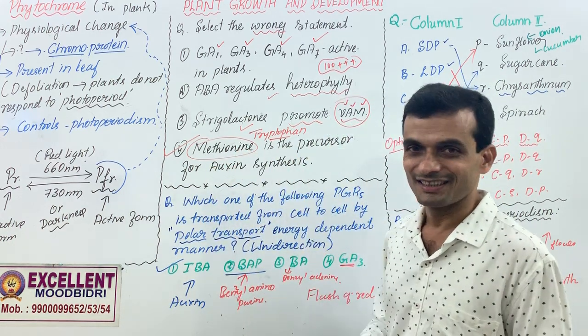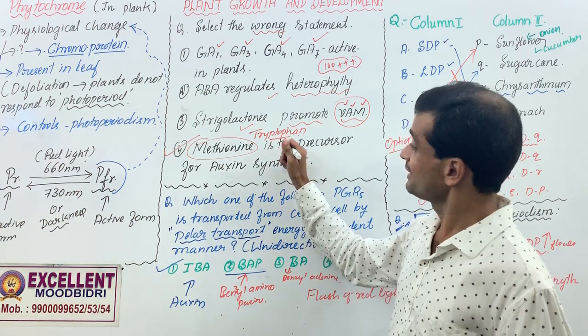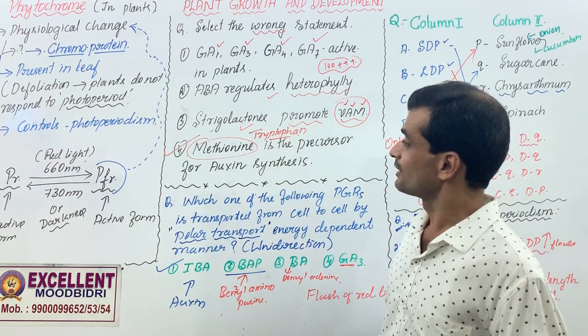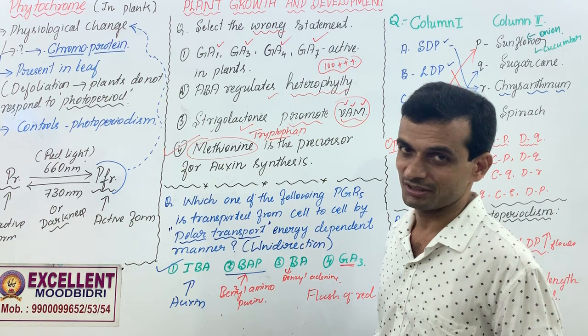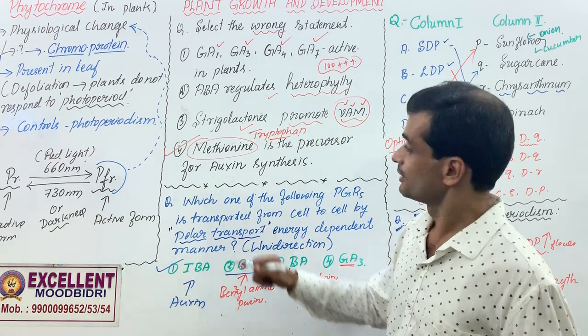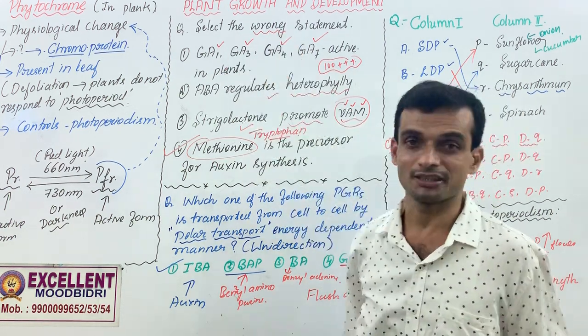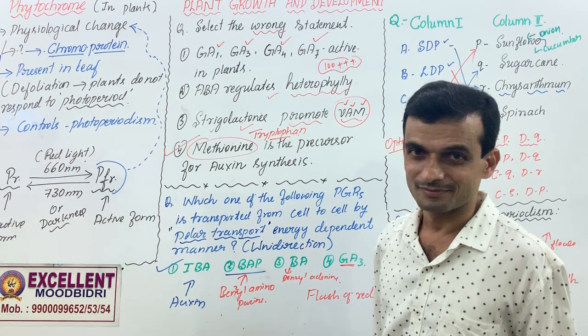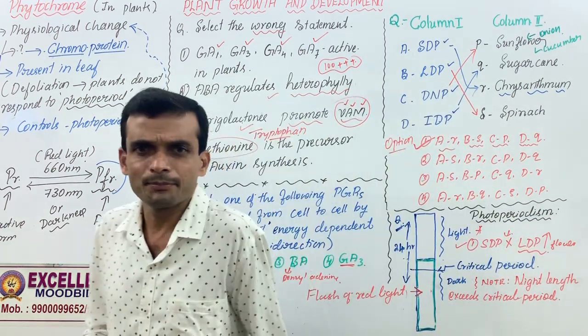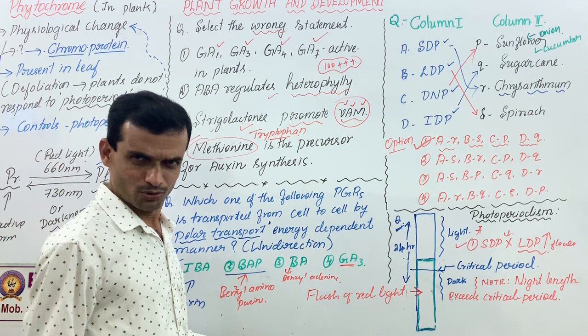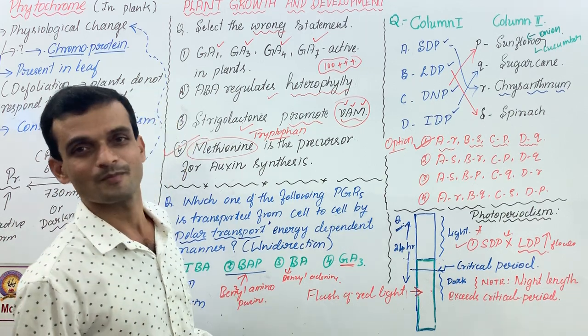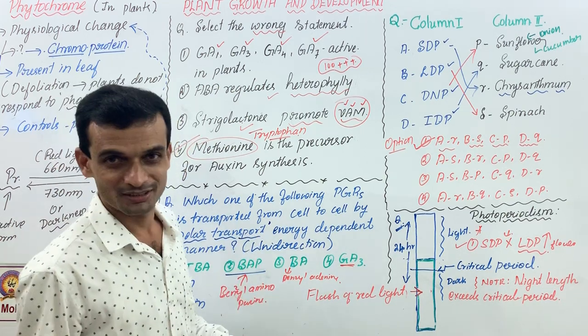In plants, auxin is derived from tryptophan amino acid. No, it's not methionine. It is incorrect. I have asked for the incorrect statement. Now, why did I take methionine here? I want to say something about that also. Otherwise, I would have taken some other amino acid.